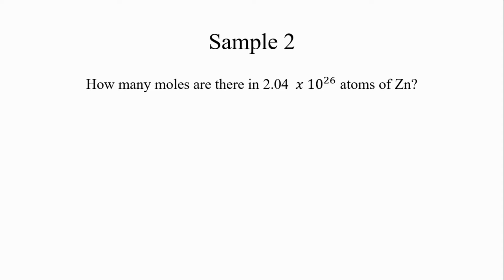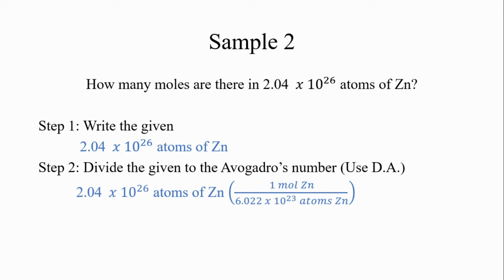How many moles are there in 2.04 times 10 raised to 26 atoms of zinc? Step 1. Write the given. Step 2. Divide the given to the Avogadro's number. Use dimensional analysis. So 2.04 times 10 raised to 26 is divided to the Avogadro's number. Input this in your calculator and you can easily get 388.75 moles of zinc.